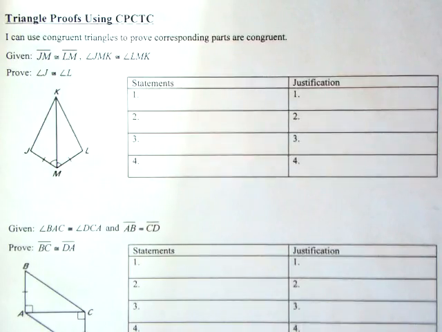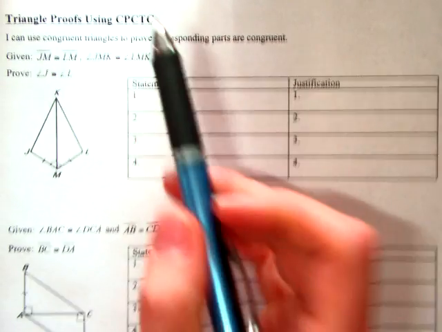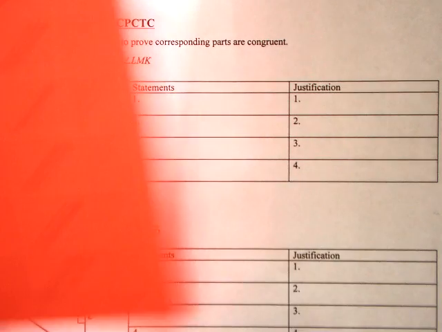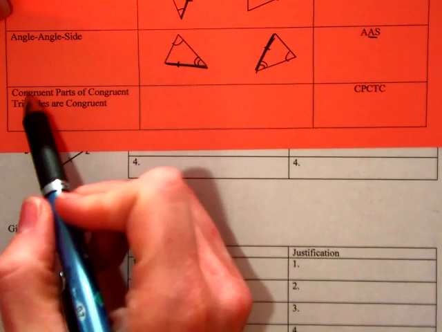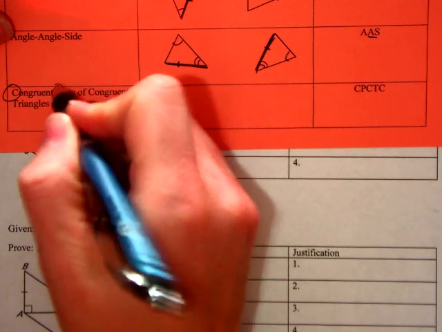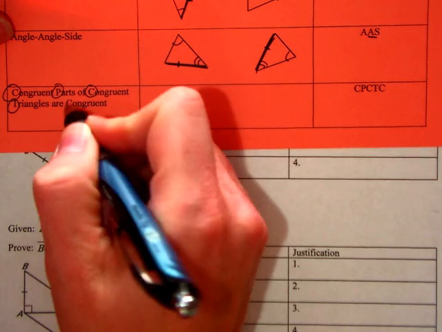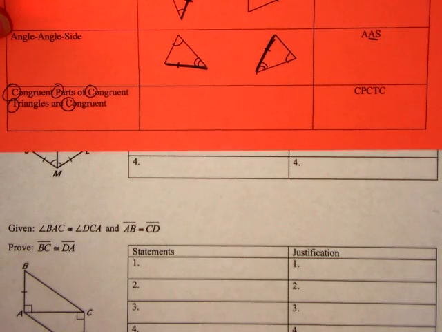Okay, some more triangle proofs. These ones are going to change just a little bit. They're going to use something called CPCTC. So on your theorem card, whatever color it happens to be, it's the one at the bottom. And it says congruent parts of congruent triangles are congruent. And that is what CPCTC stands for.